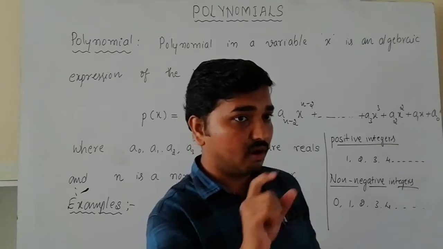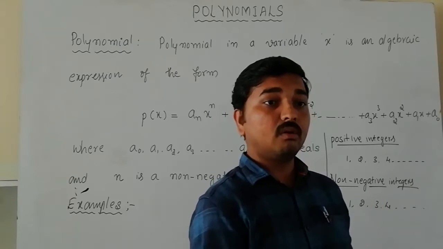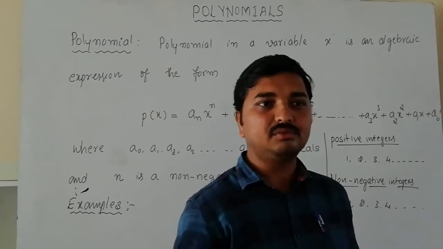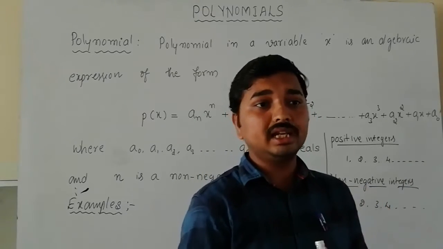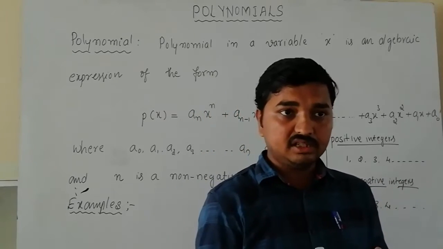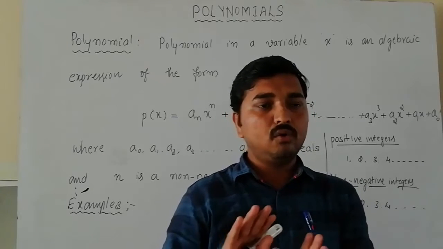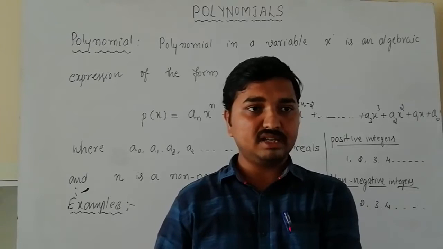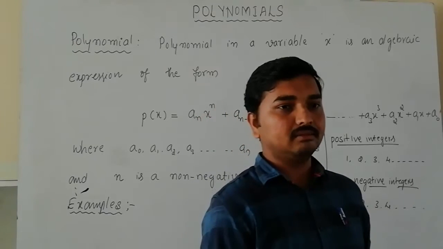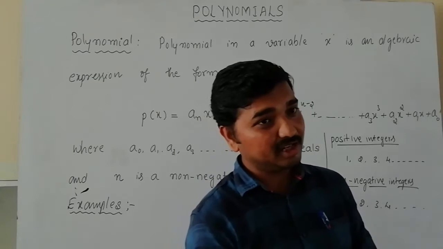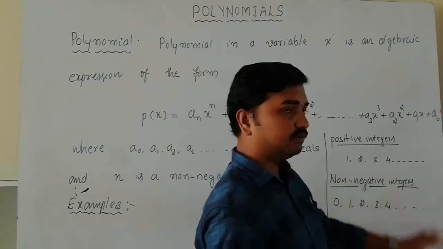Try to understand the meaning of non-negative. Non-negative integers means all the integers except negative integers. Except negative means I'm going to leave -1, -2, -3, -4 and so on, because they are negative. Whatever the remaining numbers are, they are called non-negative. Now you need to include 0. That's why 0 is included in the case of non-negative integers.